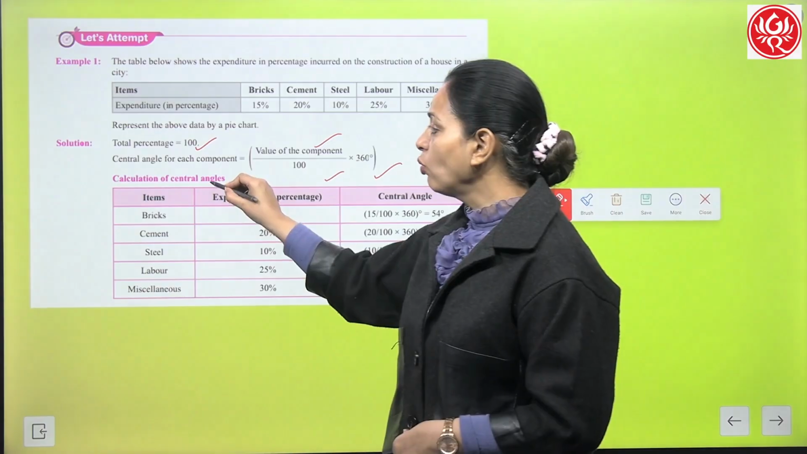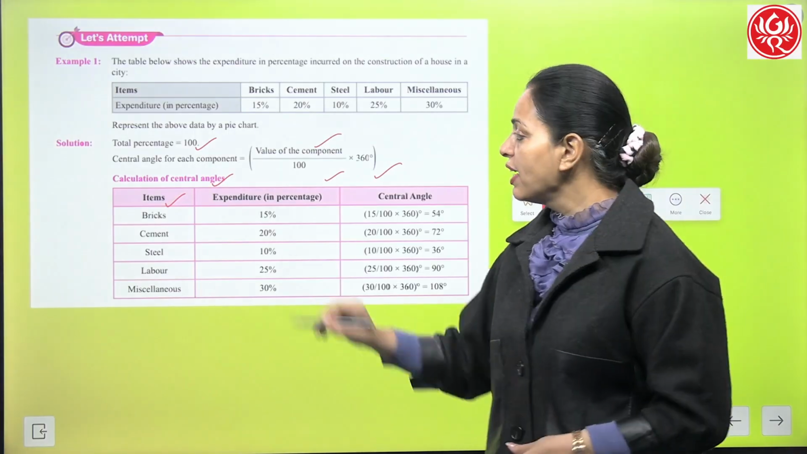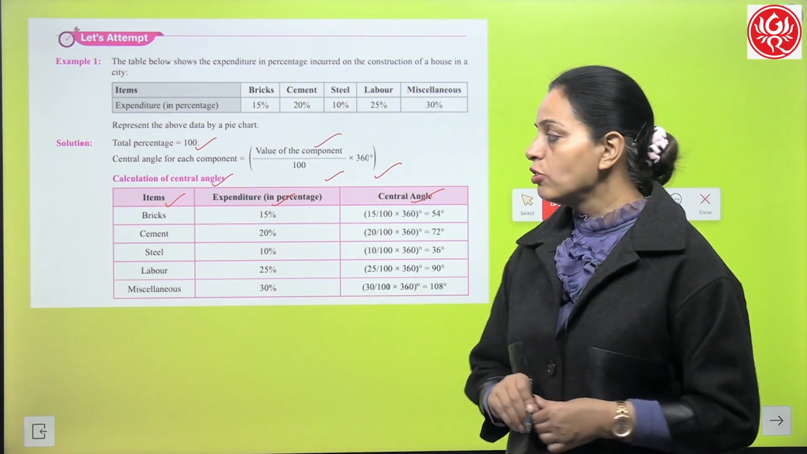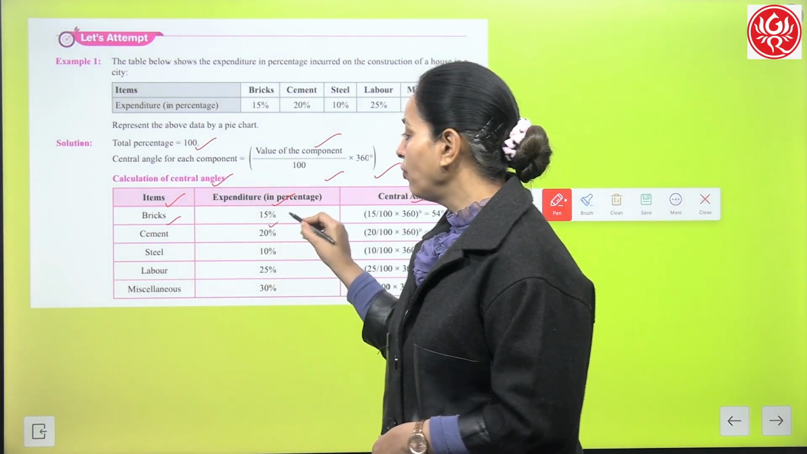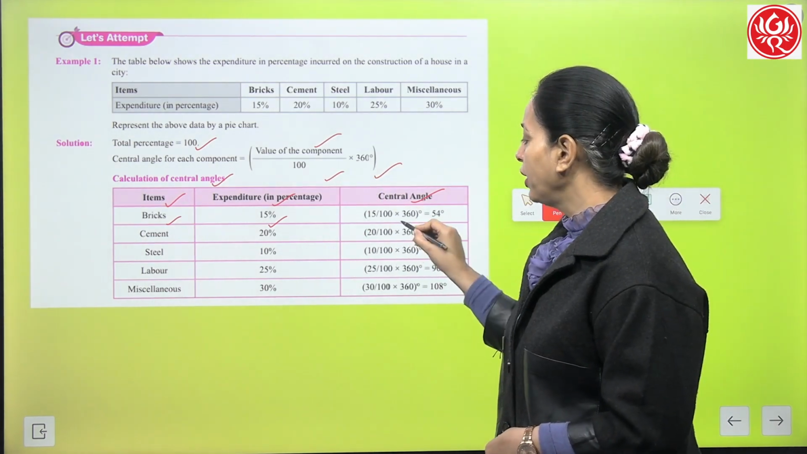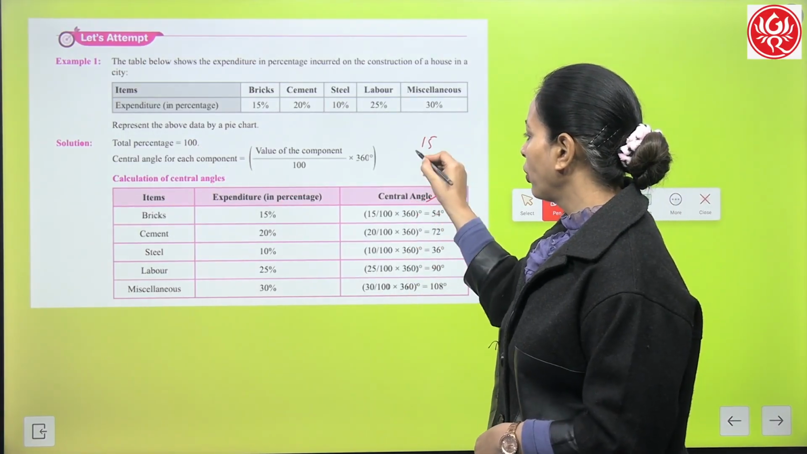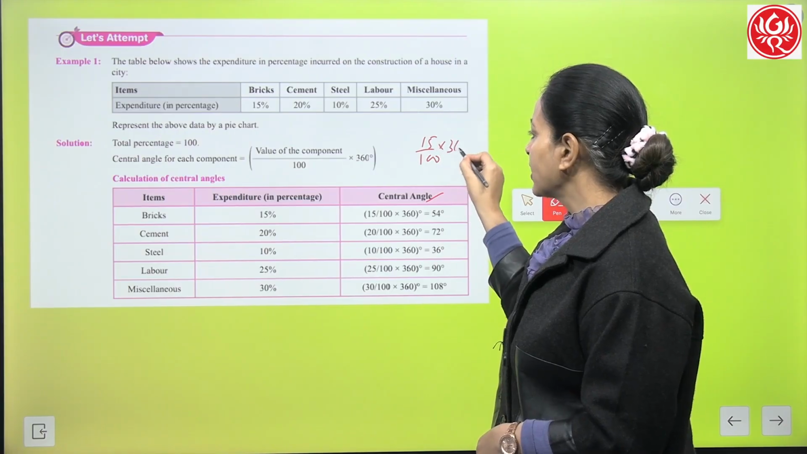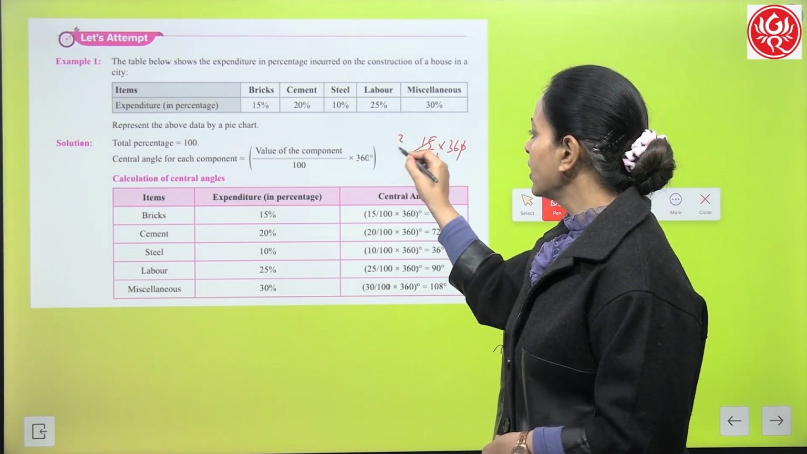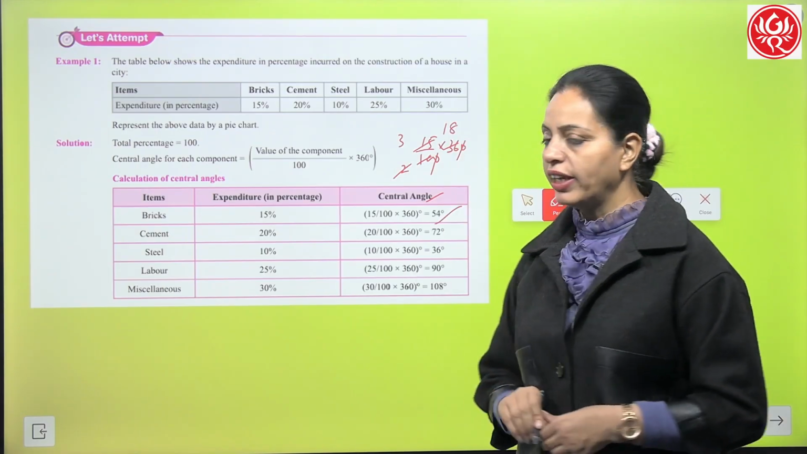Now make a table like this. So here, calculation of central angles. So what will we do, here items and expenditure in percentage and here central angle. So the first one is bricks, 15%. Find the central angle. 15 upon 100 into 360 degrees. 10 and 10 cancel. You know very well how to calculate it. Cut it by 5. Then it is 54 degrees.